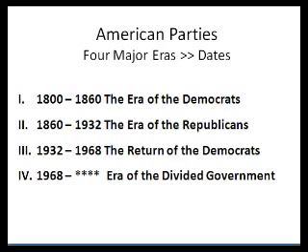The third period, from 1932 to 1968, began with the Democratic return to power and Franklin Roosevelt's first election to the presidency. The Democrats won 7 of 9 presidential elections, losing only in 1952 and 1956.